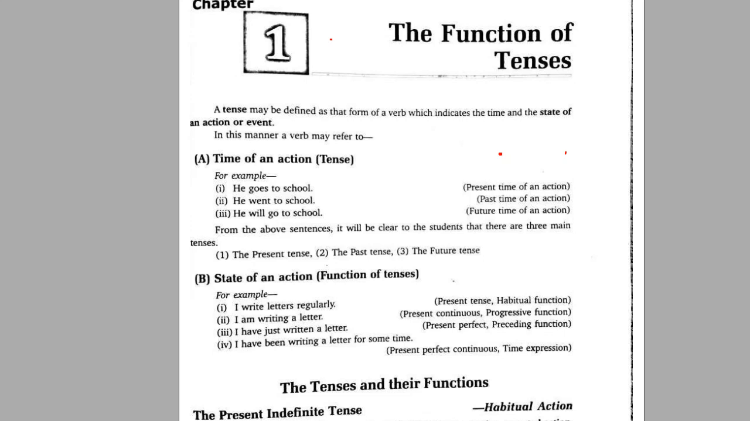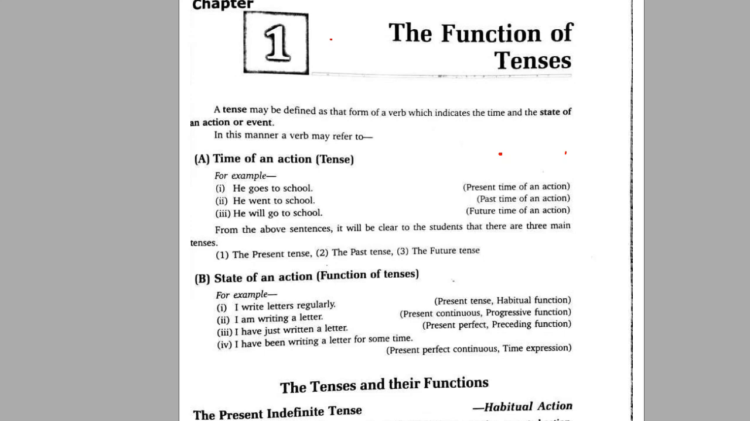Hi guys, today we want to discuss the functions of the tense. This is chapter 1, general English for competitive exams. So let's start. A tense may be defined as a function or form of the verb which indicates the time and the state of the action. Something is happening here, and something indicates what the time is and what the state of action is before this event. In this manner, a verb may refer to a time of the action.